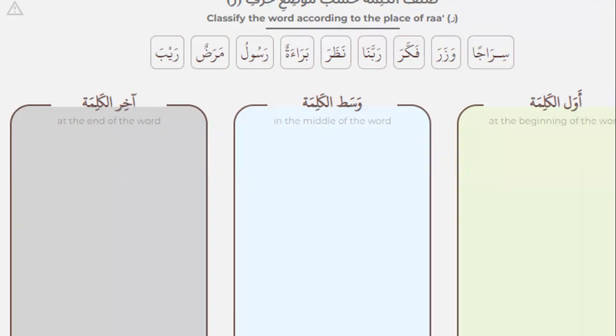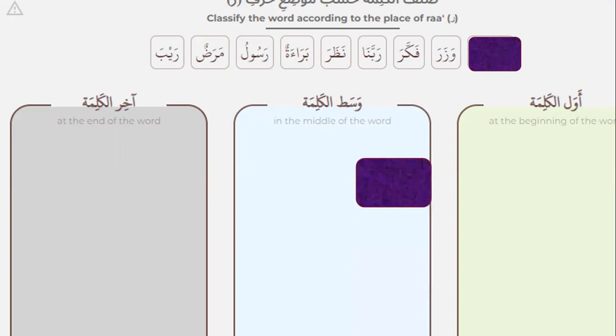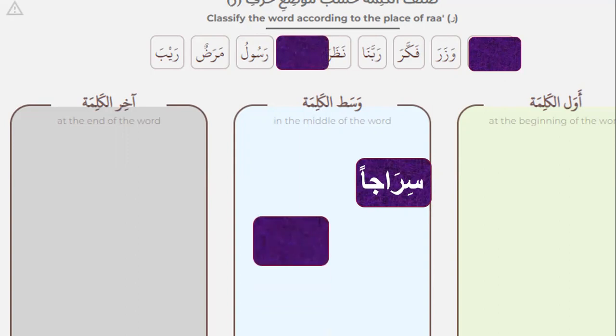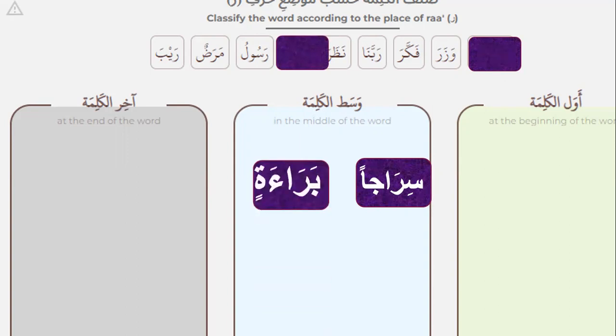Number one, the first word is Sirajan. Letter Ra, where is letter Ra? At the beginning, in the middle, at the end. In the middle of the word, yes. Can you find another word in the middle? Look at the word and try to find. Yes. Bara'atun. Very good. Can you find another word? Maradon.